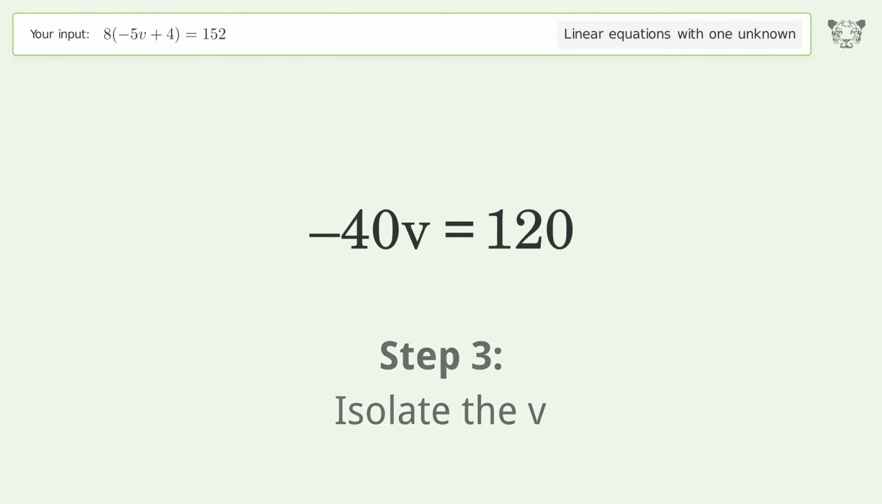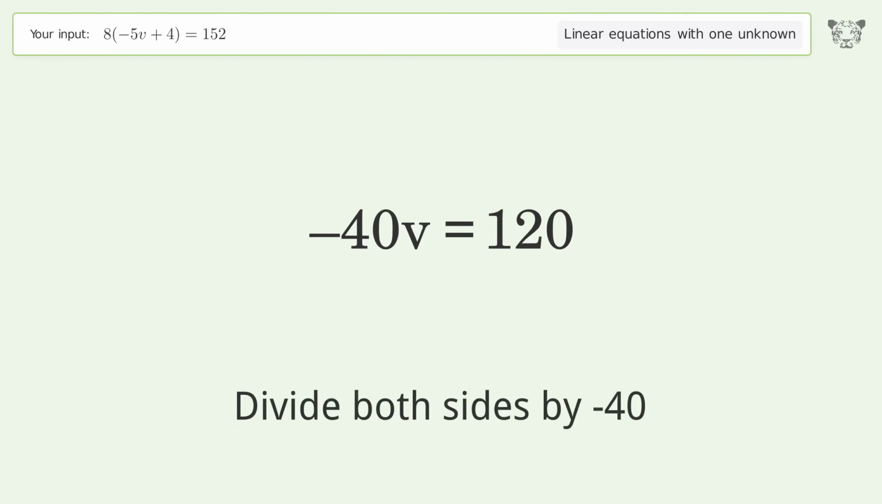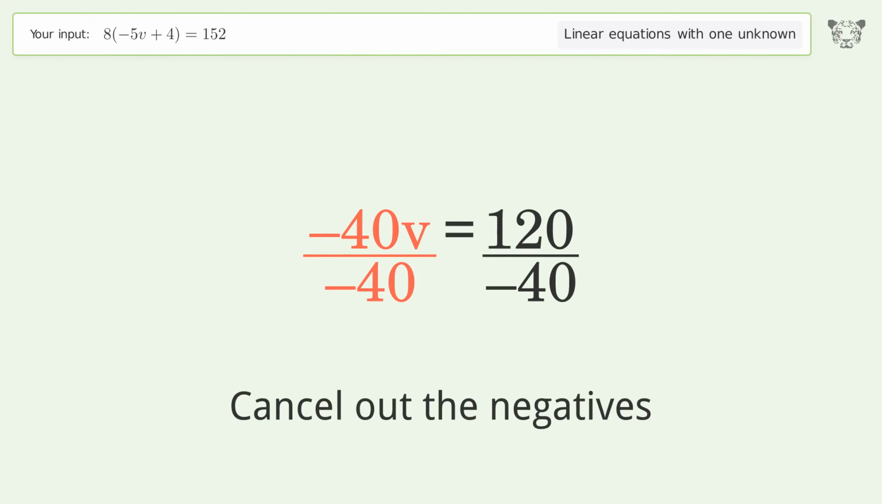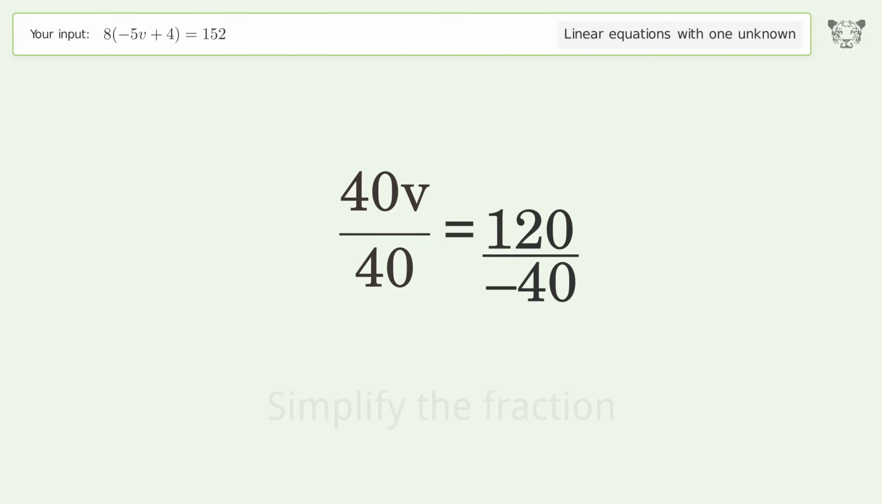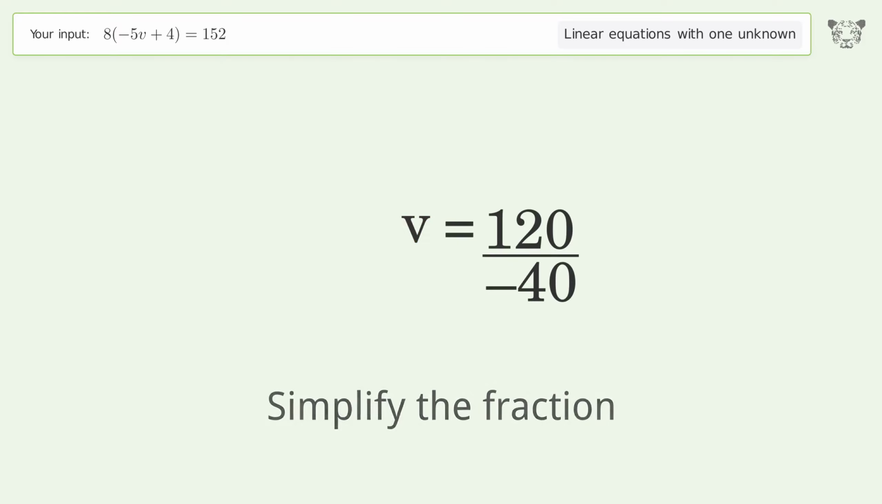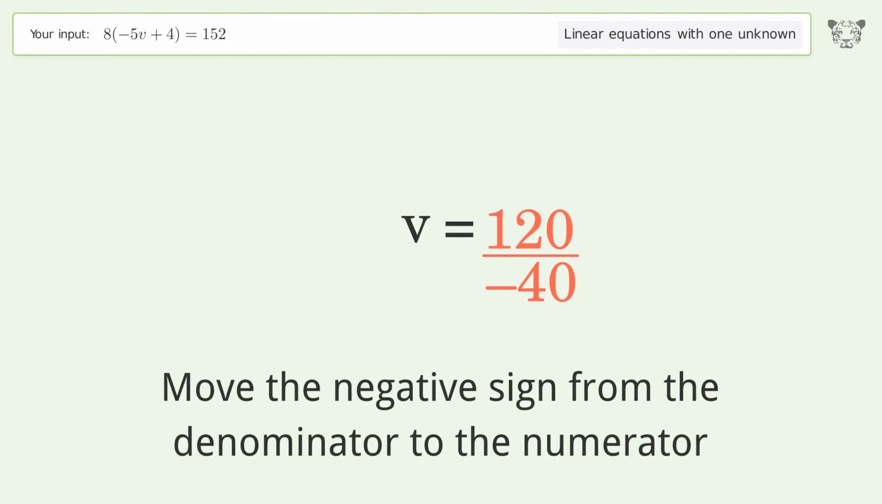Isolate the v. Divide both sides by -40. Cancel out the negatives. Simplify the fraction. Move the negative sign from the denominator to the numerator.